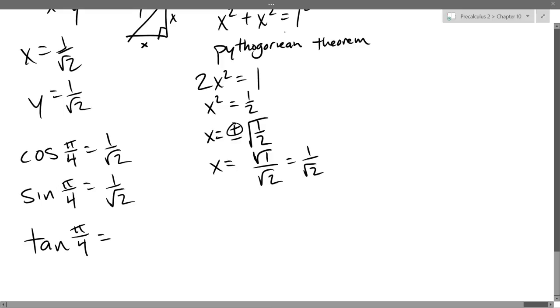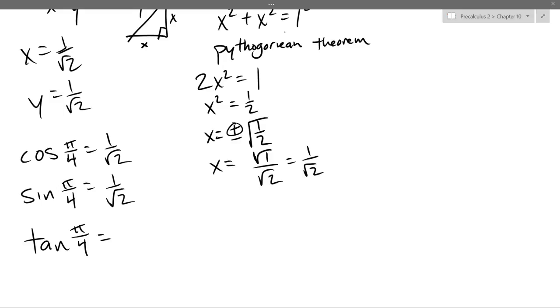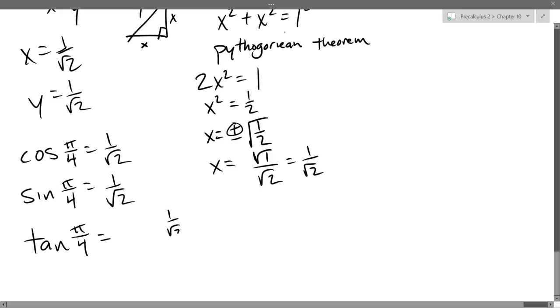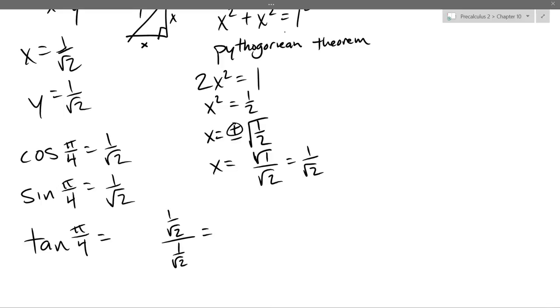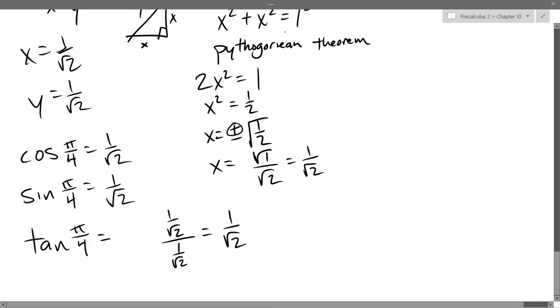So cosine's the x, sine's the y, and what is tangent? It'll just be 1, because it's y over x. So you could write it as 1 over square root 2 divided by 1 over square root 2. And depending on how you think about fractions, you could multiply by the reciprocal of the denominator, or you can just say it's the same thing. It's a thing over itself. So if you go the multiply by reciprocal route, you'll see cancel, and you'll get to 1. So we just get 1 for our tangent.